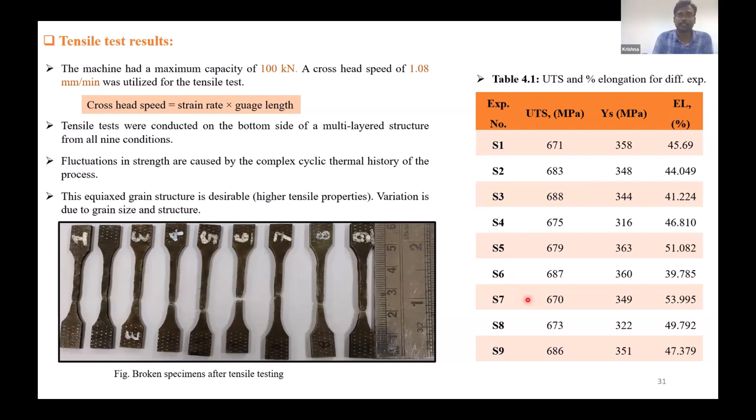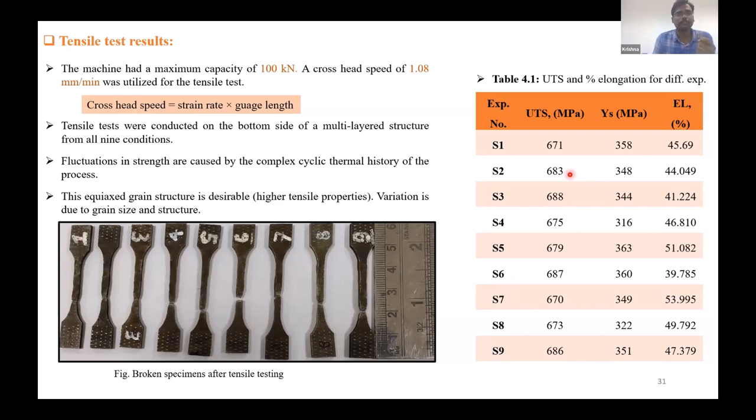If we talk about the ultimate tensile strength, we can say that the variation is very limited, because the droplet detachment depends majorly on the heat input that we are giving to the wire. And the wire is melted because of the current conditions, and the current variation which we have taken here is very minor.